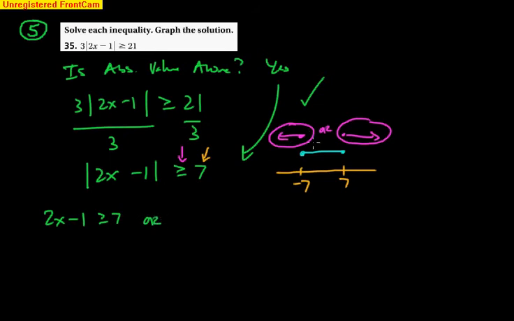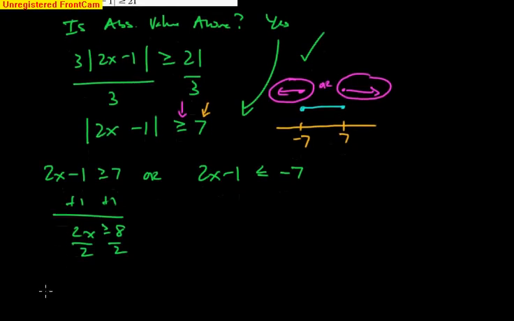Or, now I have to do the left side. 2x minus 1 is less than or equal to negative 7. And we'll solve these separately and graph them again because it's going to change these numbers down here. Alright, so let's see what happens. Add 1. 2x is greater than or equal to 8. Divide by 2. I'm going to slide down a little bit just so I can finish. X is greater than or equal to 4.